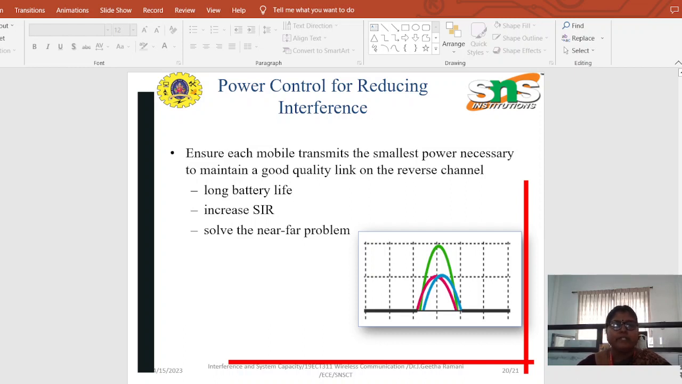So in this video we have discussed a type of interference and how to mitigate it.